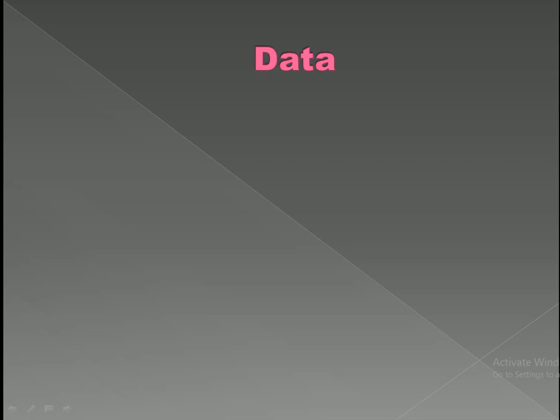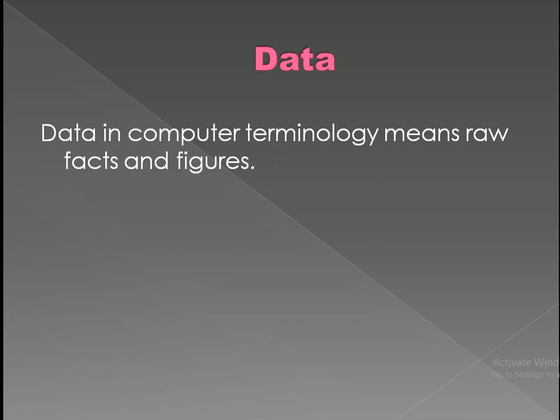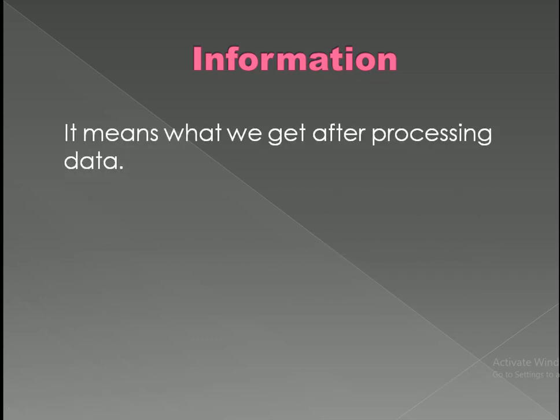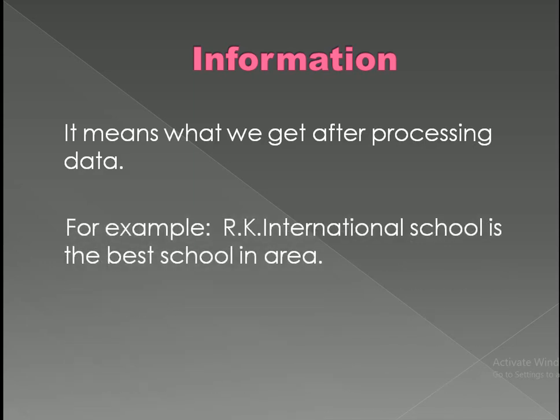What is data? Data in computer terminology means raw facts and figures. It means the raw material that is used to process. For example, RK International School, that is the name of your school, your name and your roll number, that is 23 maybe. And what is information? Information means what we get after processing data, that is meaningful data. For example, RK International School is the best school in the area.